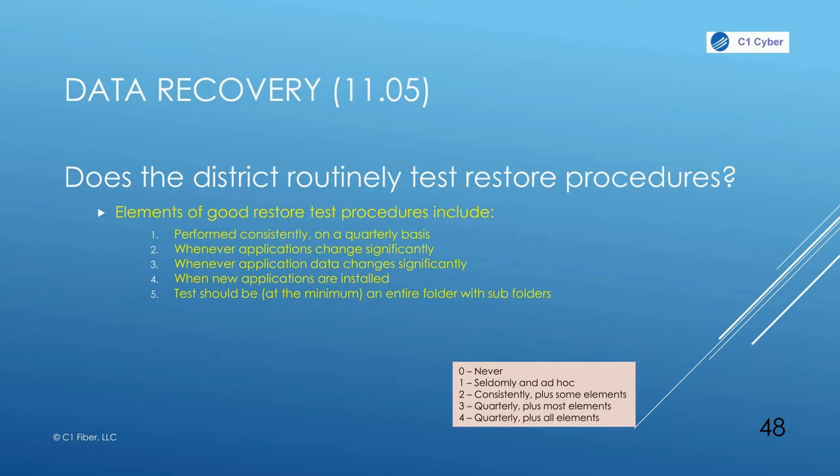Score 0 if your organization does not test restore procedures. Score 1 if your organization seldom tests restore procedures. Score 2 if your organization consistently tests restore procedures plus some of the listed elements. 3 if your organization tests restore procedures quarterly plus most of the listed elements. And 4 if your organization tests restore procedures quarterly plus all of the listed elements. Pause the video now in order to consider and record your answer before continuing.